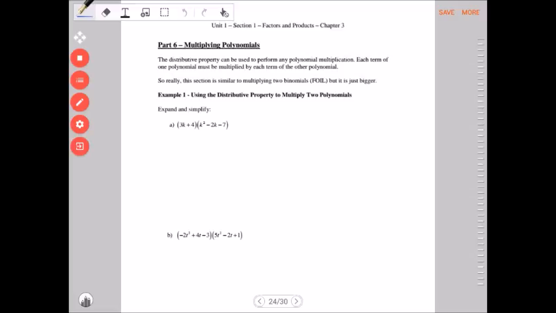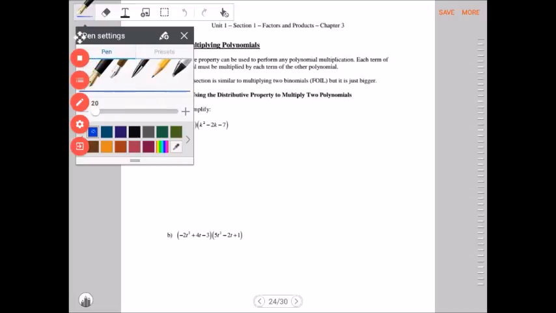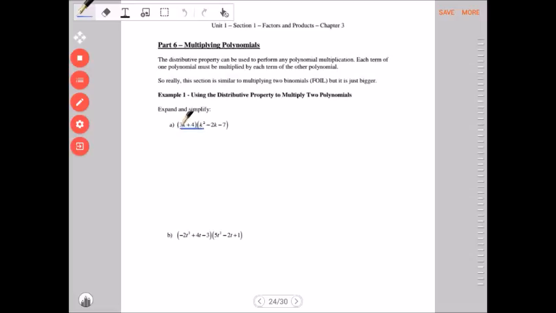Example 1. Using the distributive property to multiply two polynomials. So here, you see that we have a binomial along with a trinomial. Here, let's use blue again. So binomial, trinomial, and we just use the distributive law. We've called those rainbows before because it kind of looks like rainbows.